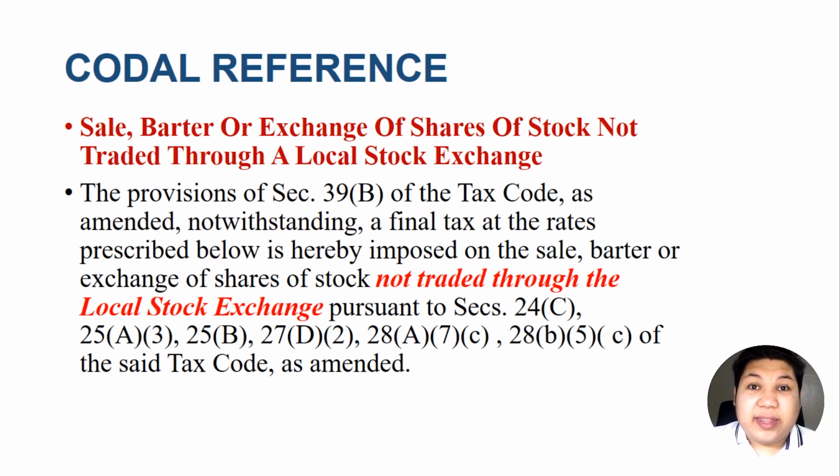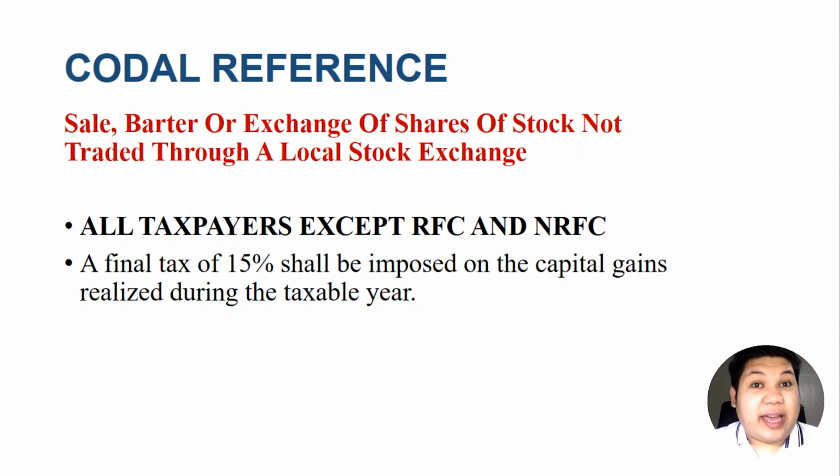So let's consider the provision of our Tax Code for the sale, barter, or exchange of shares of stock not traded through the local stock exchange, or unlisted shares. Notwithstanding the provisions of Section 39(B) of the Tax Code as amended by the TRAIN law, a final tax at the rates prescribed below is hereby imposed on the sale, barter, or exchange of shares of stock not traded through the local stock exchange. In contrast to those shares traded in the local stock exchange, unlisted shares are considered capital assets, and therefore they would be subject to a capital gains tax.